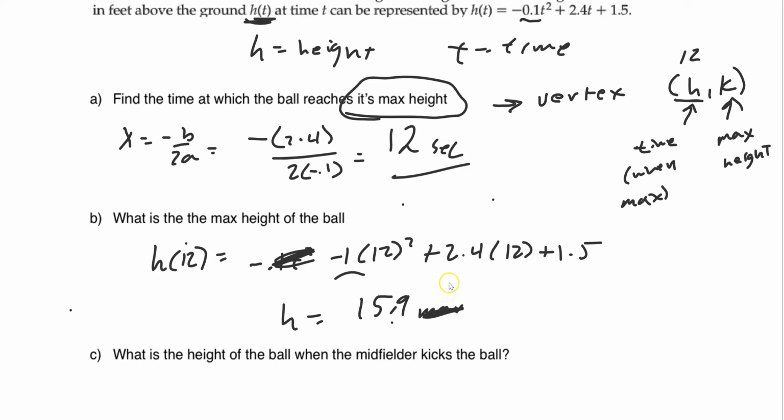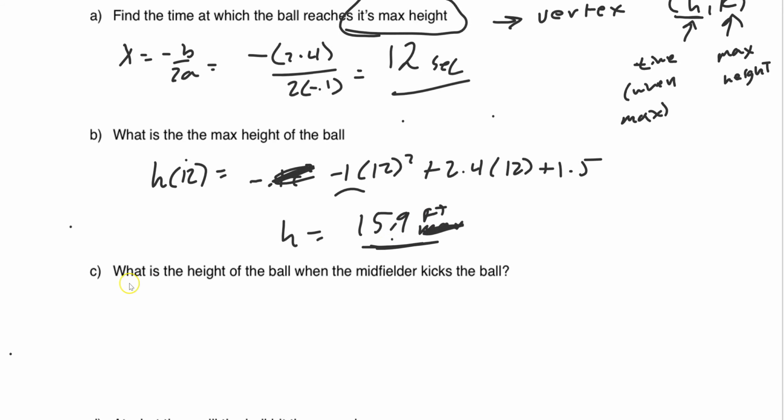This is in feet. So max height is 15.9 feet. What is the height of the ball when the midfielder kicks the ball? Anytime I ask you a question like this, when he kicks it, that's the initial height. That's what this is asking. What's the initial height? And all you do there is plug in time equals 0. So we plug in time equals 0 into our equation.